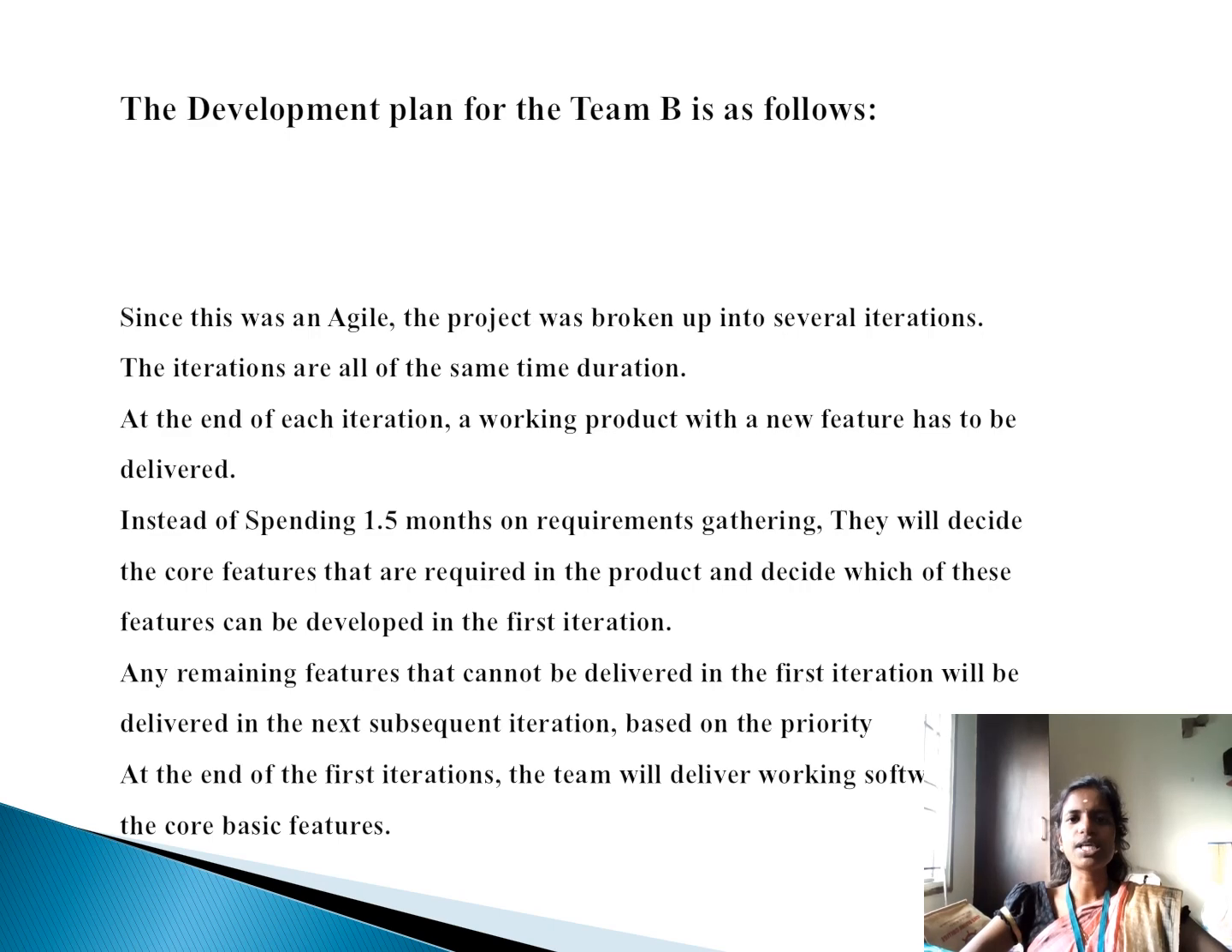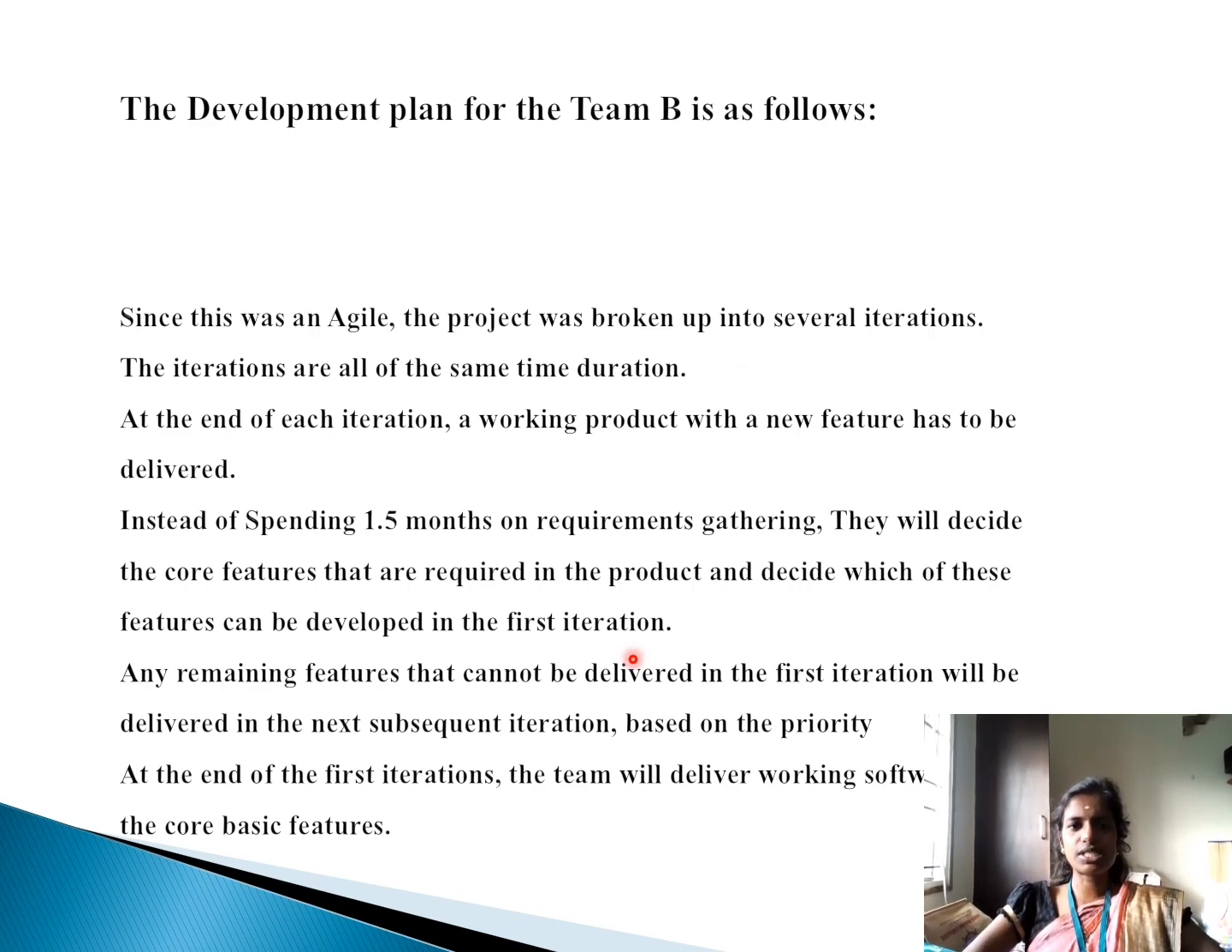What team A is going to do is fix the period for each phase. For the first phase, requirement analysis, they fix 1.5 months. Then for design, they fix 1.5 months. Then for coding we have 4 months, and for testing we have 2 months. So 1.5 plus 1.5 is 3, plus 4 is 7, plus 2 for testing, so 9 months are completed. For 9 months they are planned in this way.